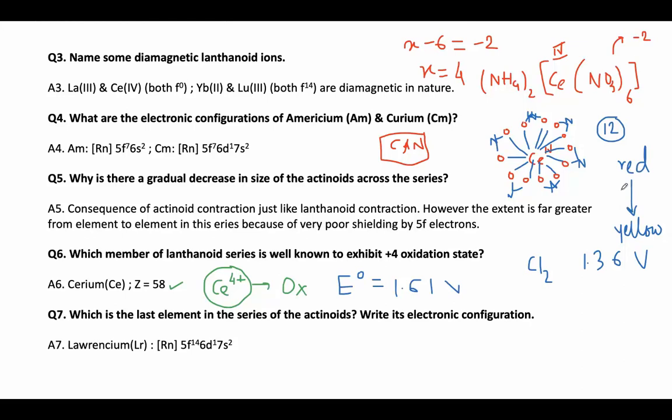If the substrate or the product is also colored, then we will not be able to detect any change in the color from this orange red to yellow. Now, how is this compound actually prepared?